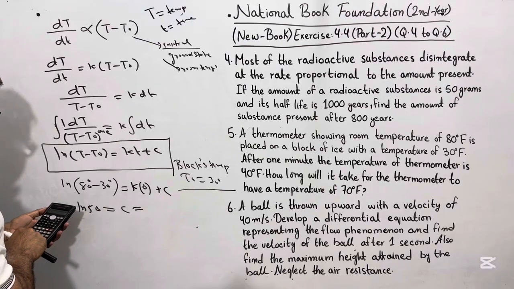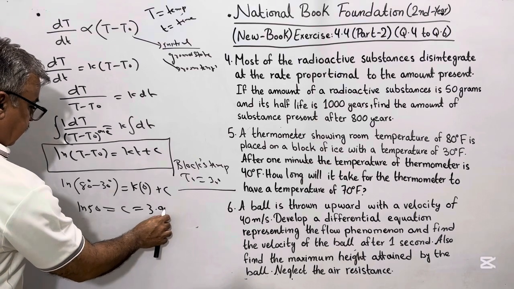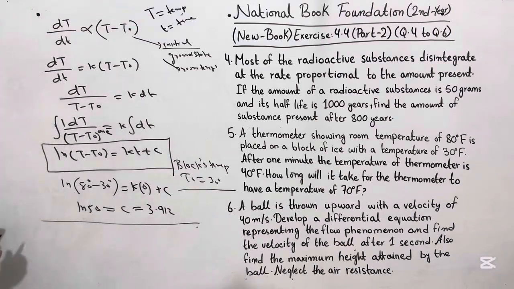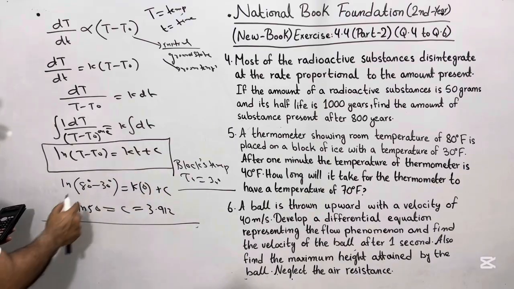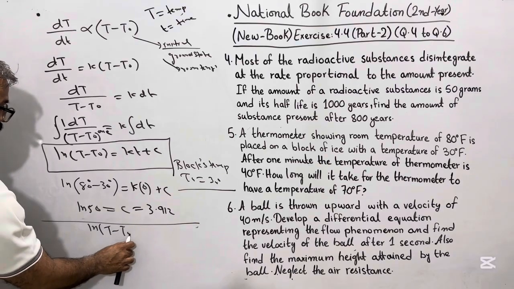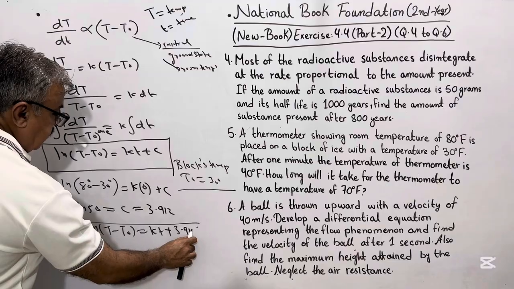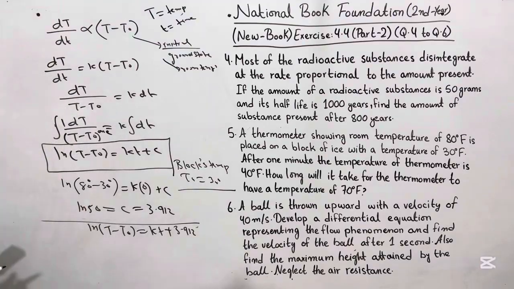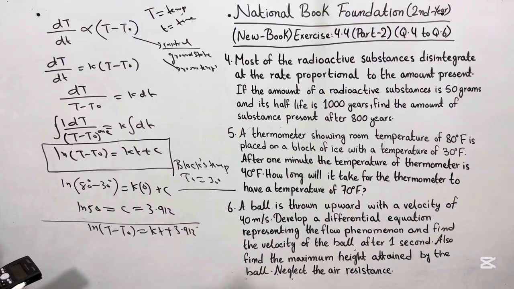ln 50 is 3.912. That's the value of C. Introducing the value of C here, we try to find the value of K. ln(T minus T naught) equals kt plus C, meaning 3.912. Moving further, we have a further condition: after 1 minute, the temperature of the thermometer is 40 degrees.